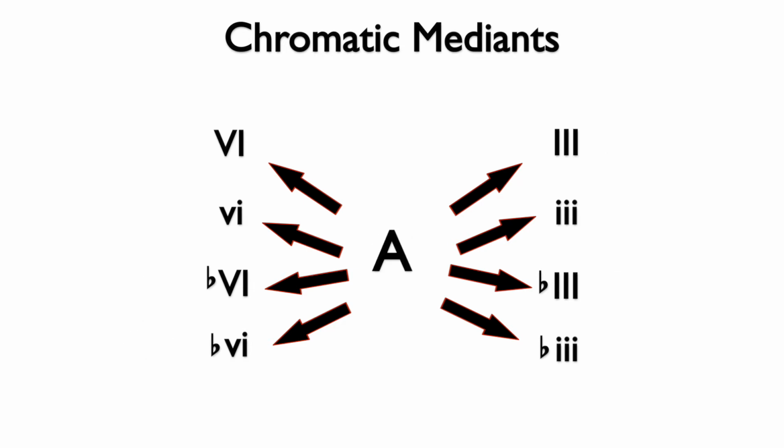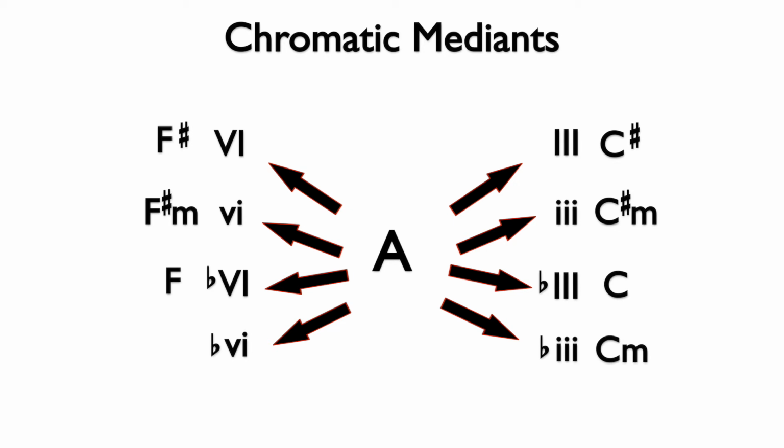The diatonic mediant is C sharp minor, and the diatonic submediant is F sharp minor. The borrowed mediant is C, and the borrowed submediant is F. For the chromatic mediants, we can change the diatonic mediant to C sharp major, and the diatonic submediant to F sharp major. The borrowed mediant can be changed to C minor, and the borrowed submediant can be changed to F minor. Now we have a chart with all the possible mediant relationships in the key of A.